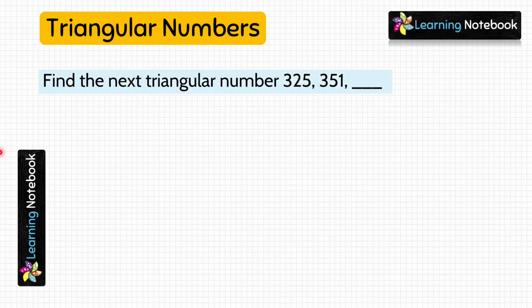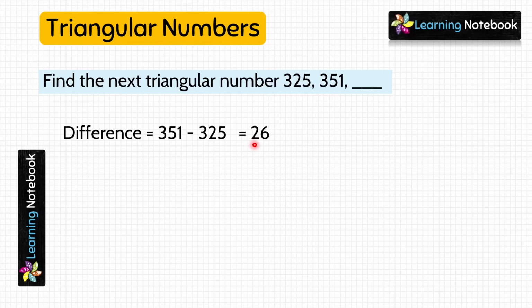Let's do one more such question. Find the next triangular number. So here we are given these two triangular numbers, 325 and 351, and we have to find the next triangular number. So let's solve this question in the same way as we solved the previous question. First, we will find the difference between these two triangular numbers.